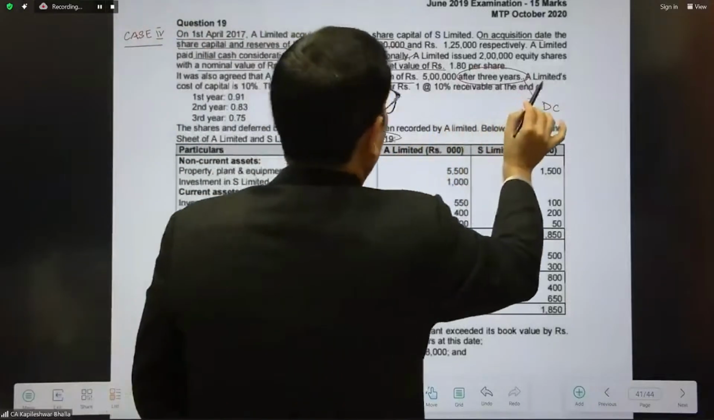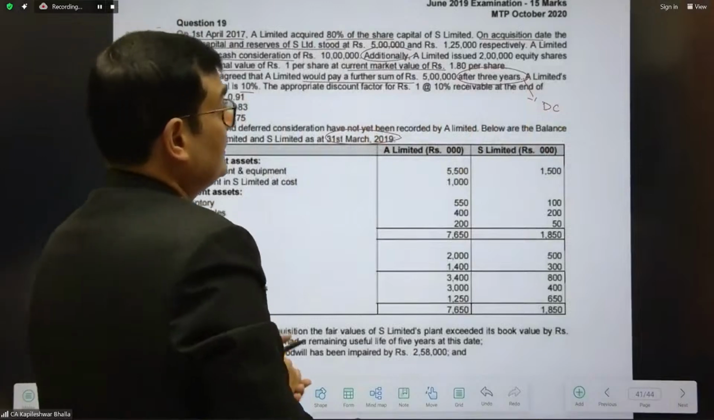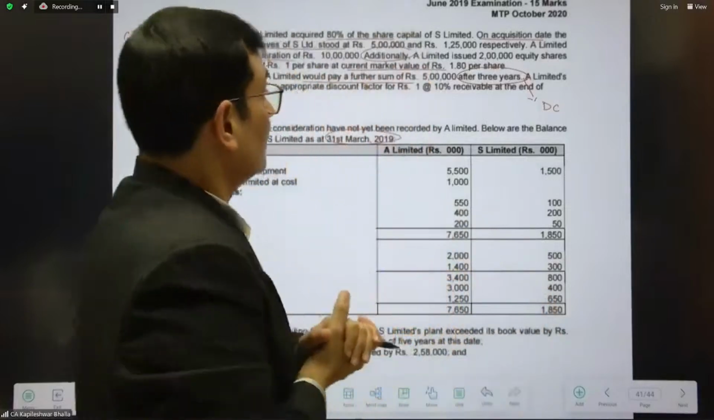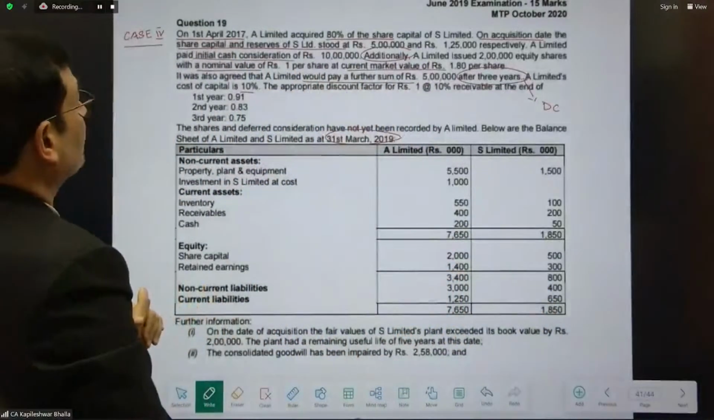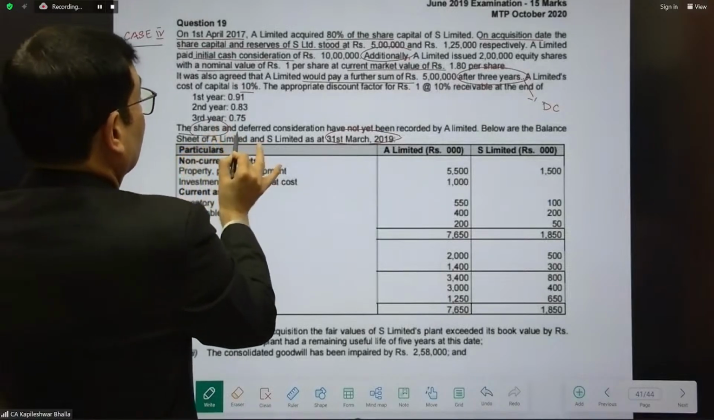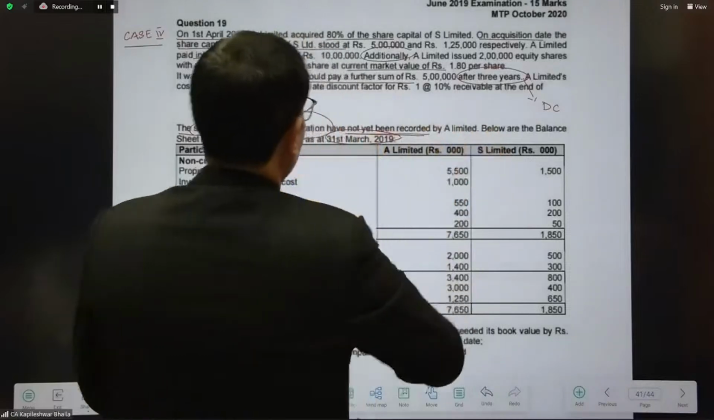And then it says A Limited's cost of capital is 10% because we need to consider the DC as a part of the PC at a fair value, what you've done in Index 103. Okay, then it says the appropriate discounting factors are given. The shares and the deferred consideration is not yet been recorded by A.